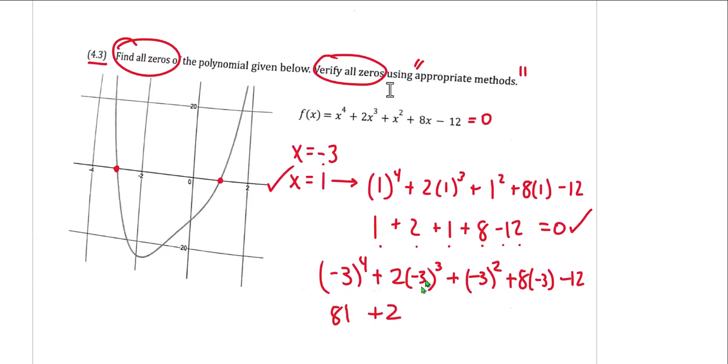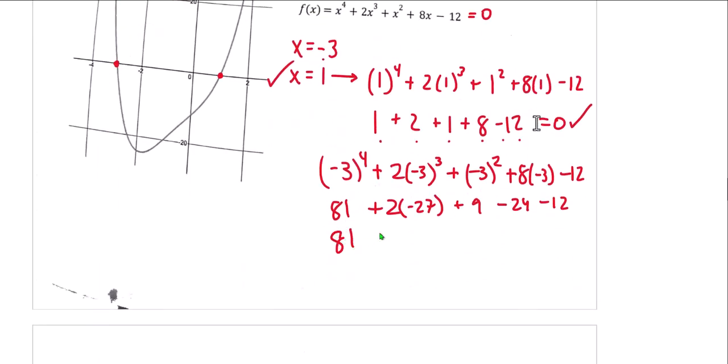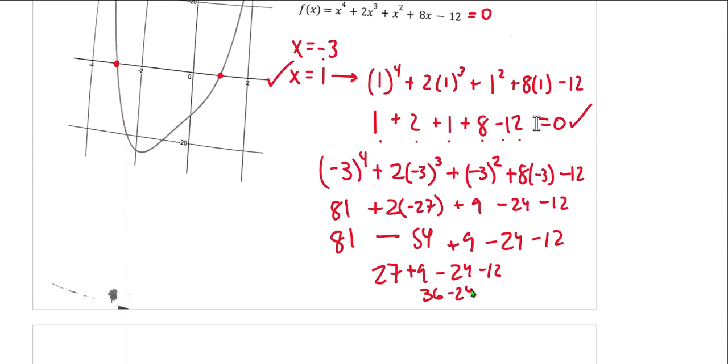And then plus 2 times negative 3 cubed, that's going to be negative 27, plus 9 minus 24 minus 12. So what do we get here? This is 81 plus negative 54, plus 9 minus 24 minus 12. How should we do this? Well, let's just do 81 minus 54. 81 minus 54 is 27, plus 9 minus 24 minus 12. 27 plus 9 is 36. 36 minus 24 is 12, minus 12.